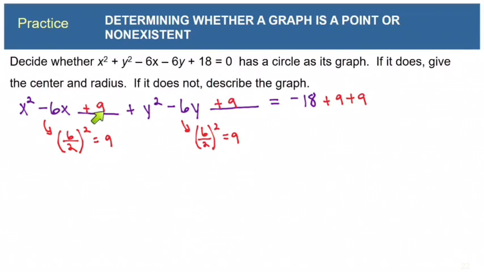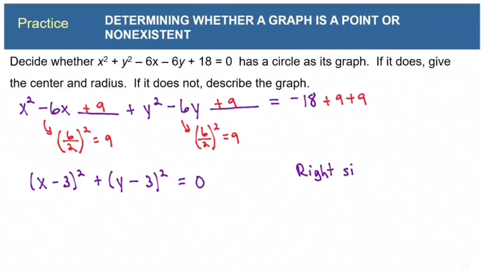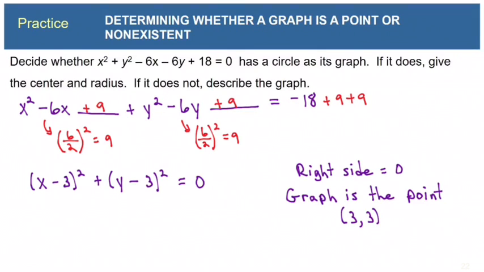And now when we factor this one, we're going to get x minus 3 all squared. And when we factor this one, we're going to get y minus 3 all squared. And on the right side, the constants add up to negative 18 plus 9 plus 9 is 0. And since this right side is 0, we're basically getting a circle whose radius is 0. But that doesn't really make a circle at all, it makes a point. So the graph is just the point 3, 3.